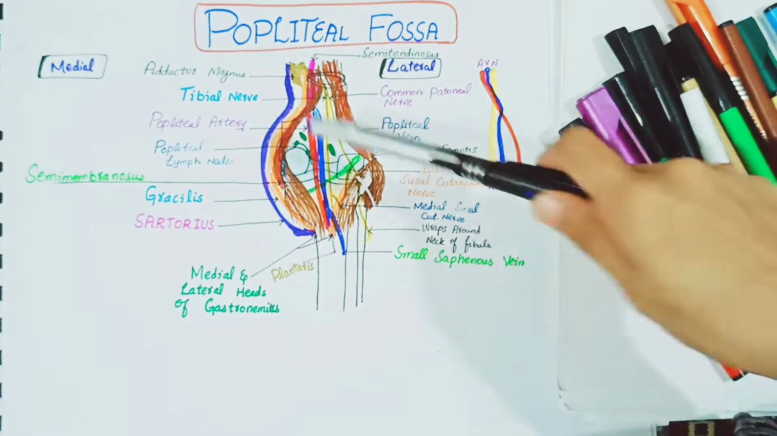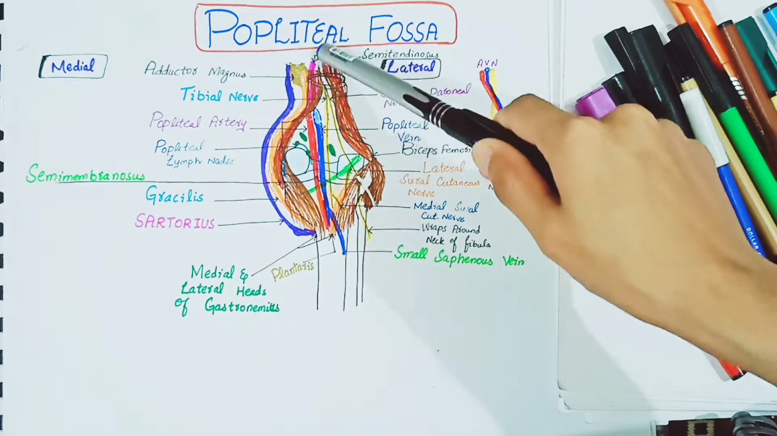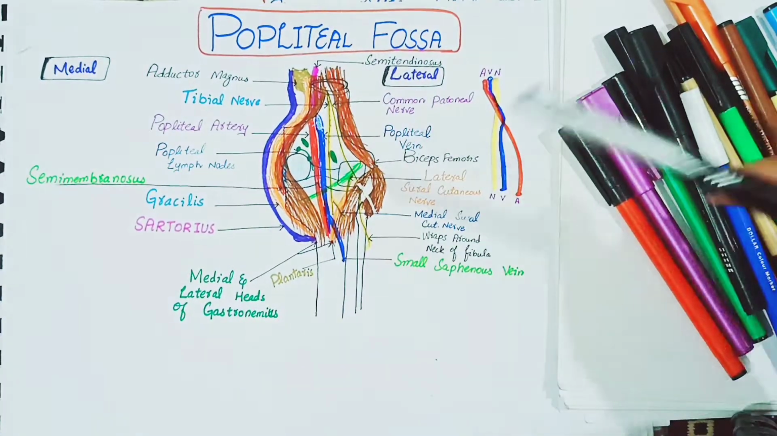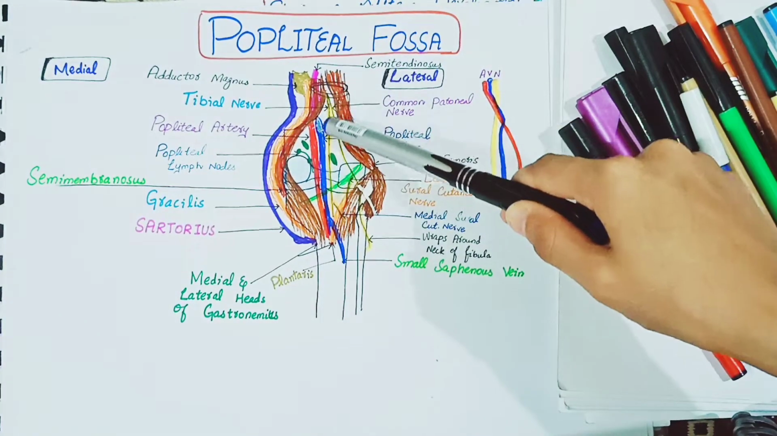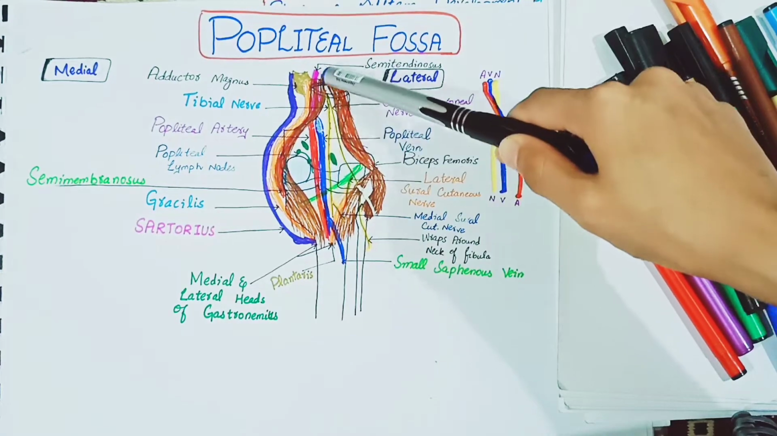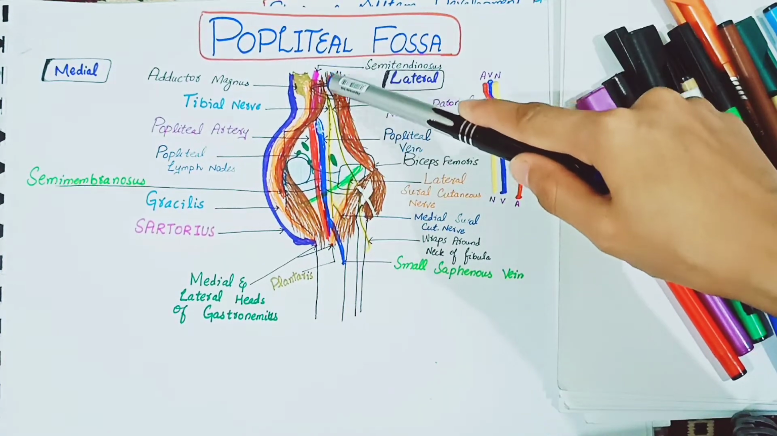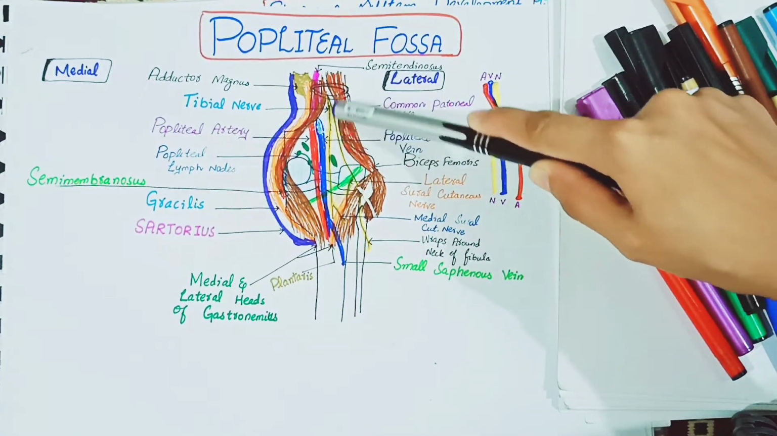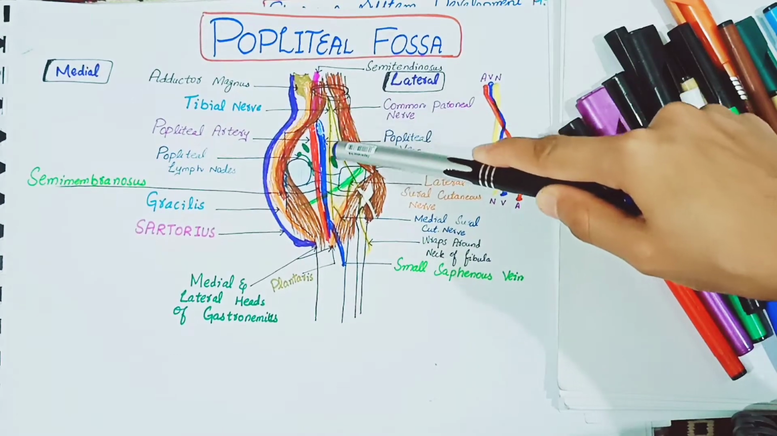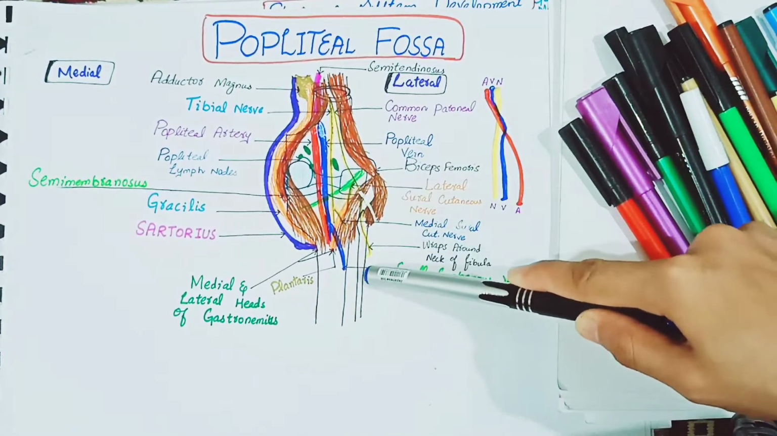Sciatic nerve divides into the tibial nerve and common peroneal nerve at the superior angle of the popliteal fossa. So lateral to the popliteal vein is the tibial nerve, and lateral to the tibial nerve is the common peroneal nerve. The common peroneal nerve lies in close relation to the long head of the biceps femoris, and it ends by winding around the neck of the fibula.